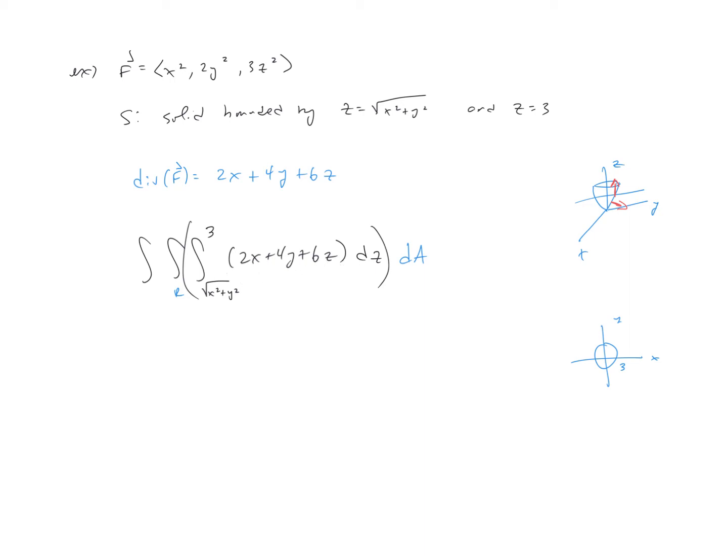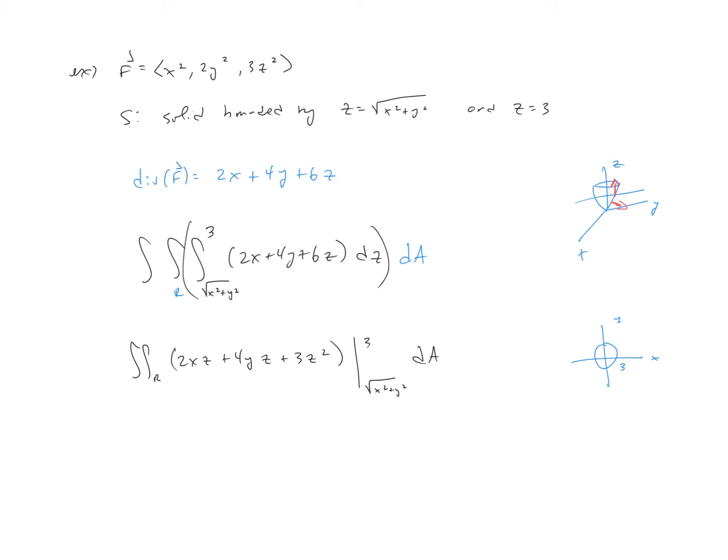And I'm going to leave the double integral over R as is, and then integrate this with respect to z. That's going to give me 2xz plus 4yz, and then this will turn into a plus 3z squared, and then evaluate from root x squared plus y squared to 3 with our dA.